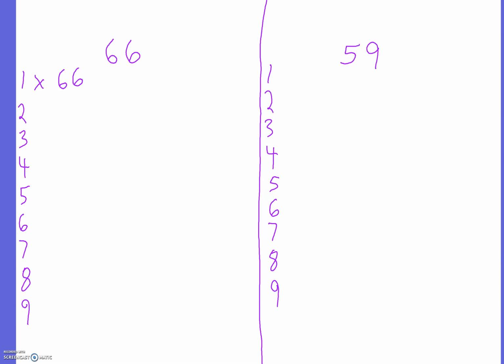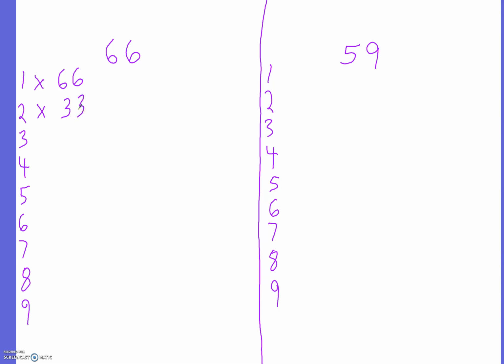So 2, the golden rule for 2 is it's a factor of any number that's even. So the kids will automatically know 66 is even, 2 is a factor for it. And then you just have to figure out, well, what's doubled to get 66? 2 and 33 would be the factor partners for that.